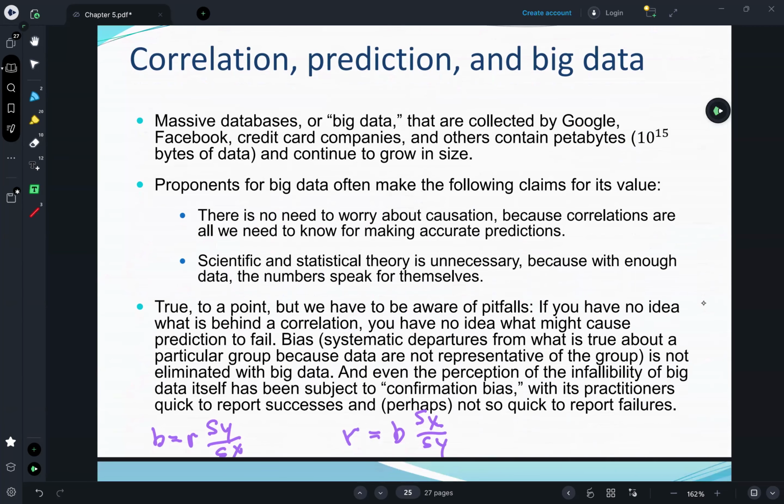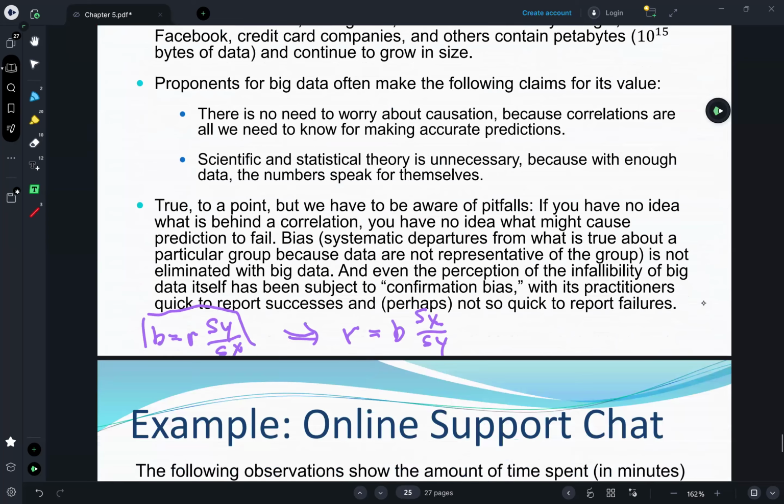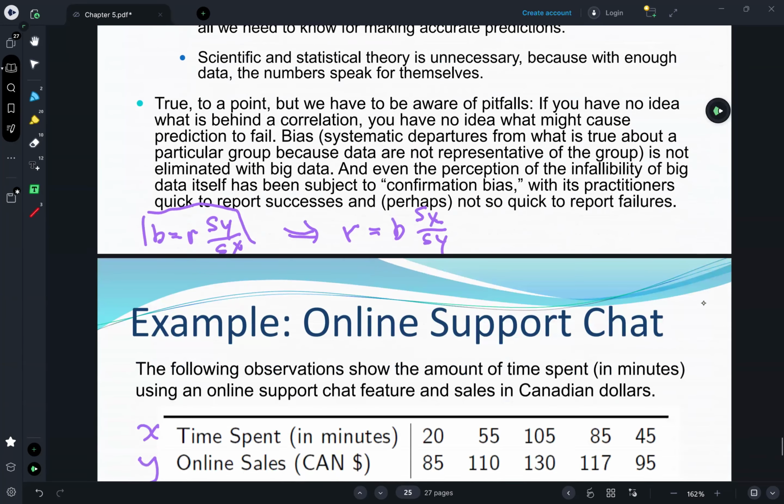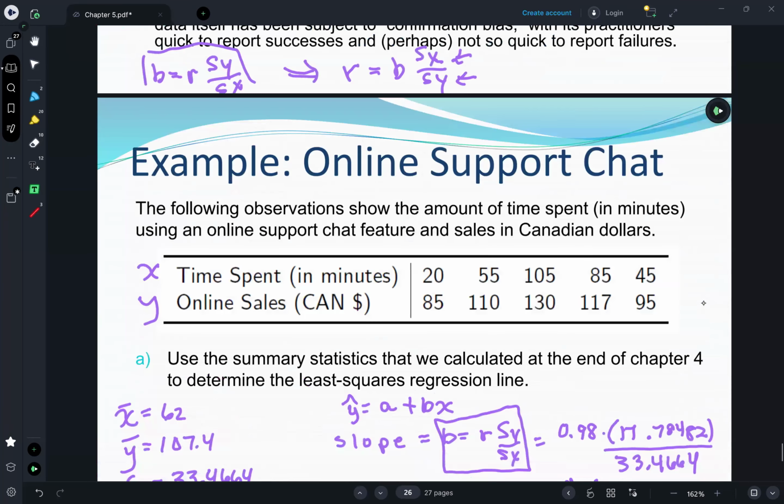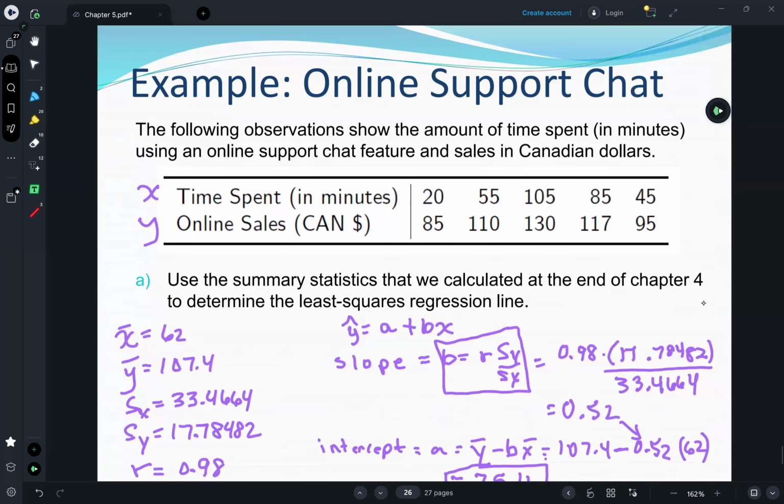And I was showing here on this page two different ways to write that formula. So there's one that's the slope formula, and it can be rewritten as we discussed, right? You just have to watch the indices, sorry, the subscripts for X and Y. And that brings us to our example.